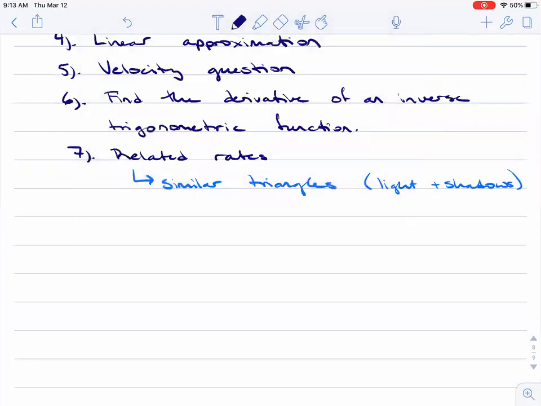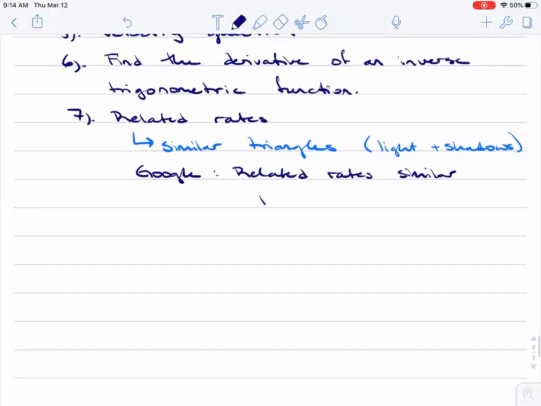And I've got one ready to go for us to go through, but definitely you'll want to have a look at more, right? And so if you just Google related rates, similar triangles, all those shadow ones will come up, and there's tons with solutions and just kind of walking you through it and stuff like that, right? Once you've done enough of them, then you'll start to kind of see the pattern.